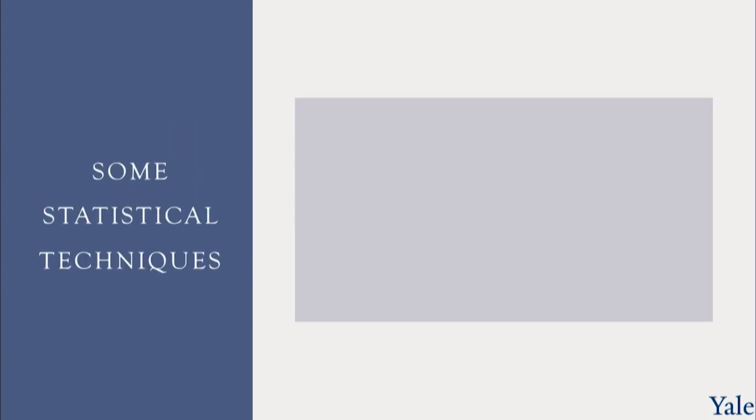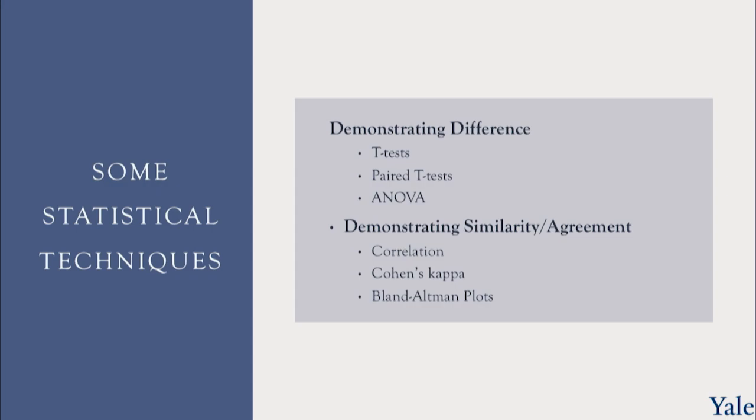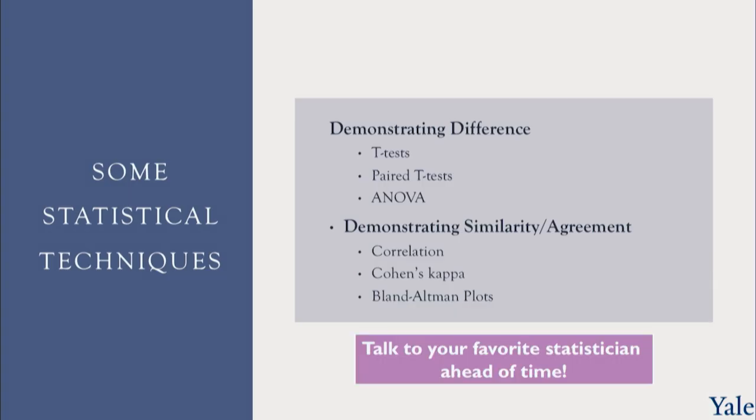So let's talk a little bit about some statistical techniques. For demonstrating differences, you'll see things like t-tests, paired t-tests, ANOVAs. For demonstrating similarity or agreement, you'll see things like correlations, Cohen's kappa, Bland-Altman plots. I'm just listing names here for you to look up. I'm not pretending that we're going to cover them. The most important statement, if you remember nothing else from this segment, is that you want to talk to your favorite statistician ahead of time.